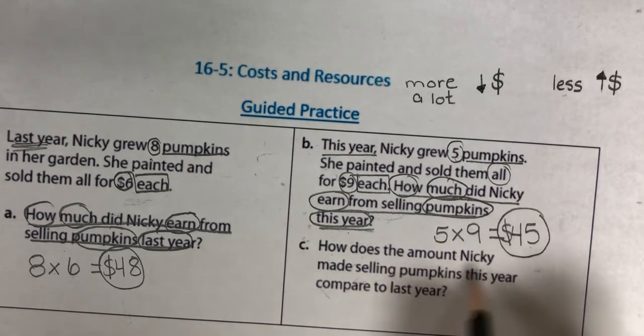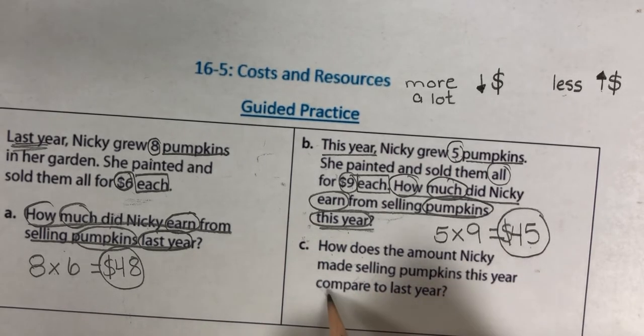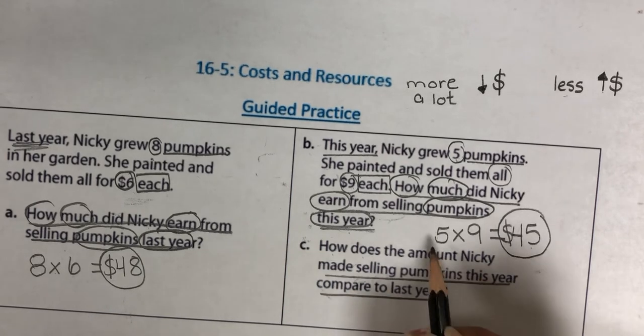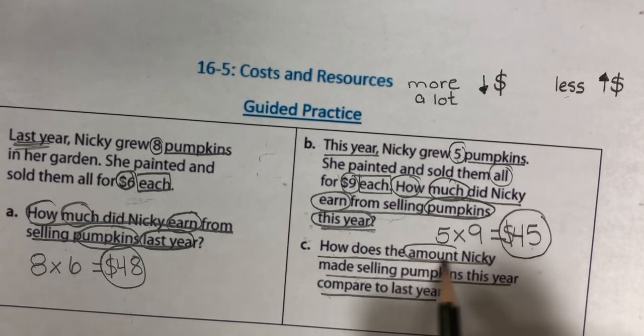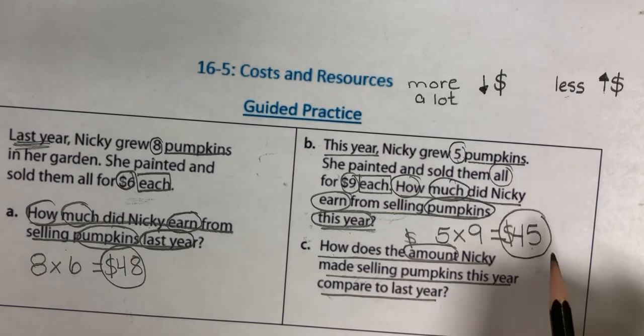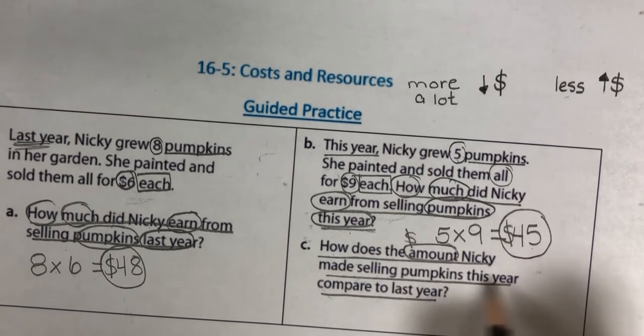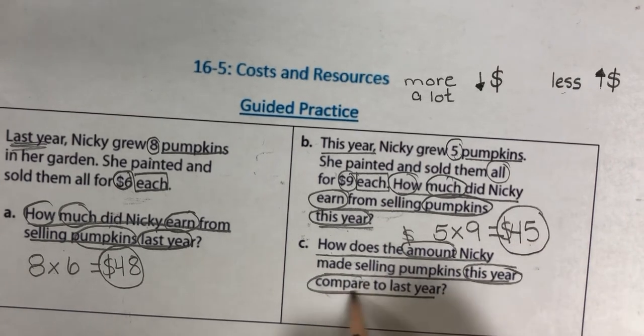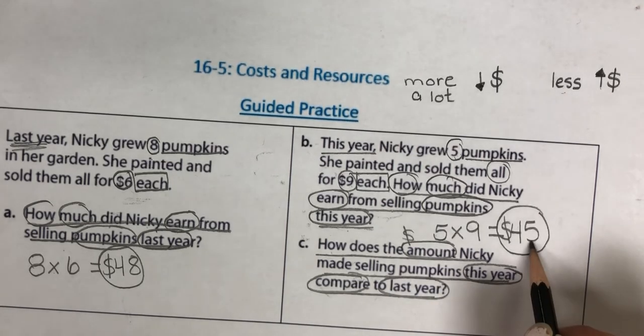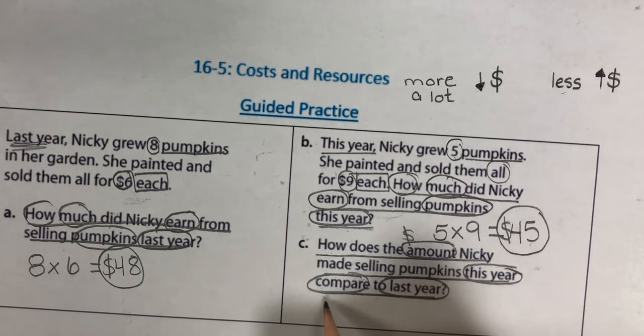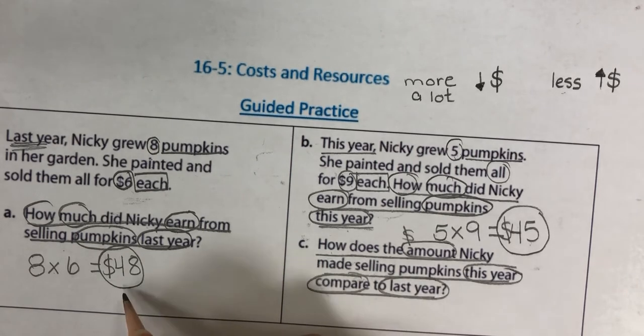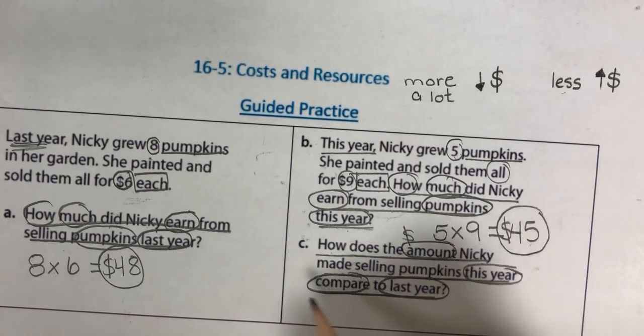Part C. How does the amount Nikki made selling pumpkins this year compare to last year? We are comparing the amount of money that she made this year compared to last year. This year, Nikki made less money than last year. So her income is less.